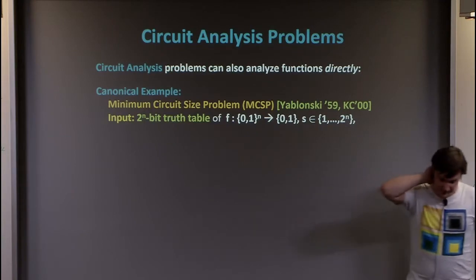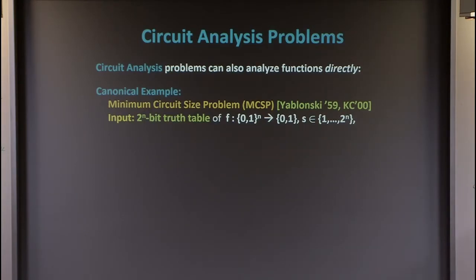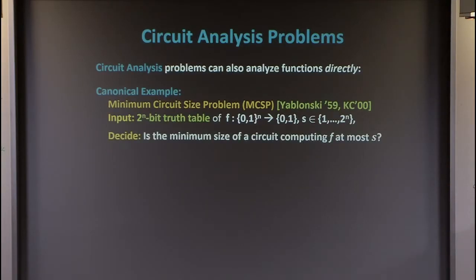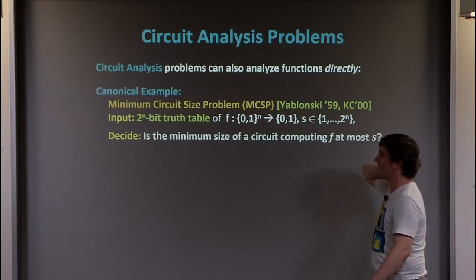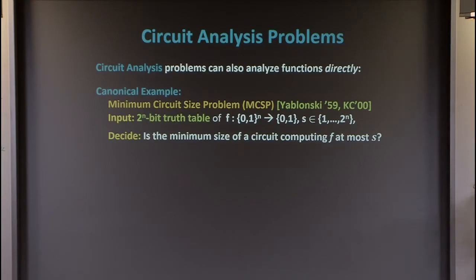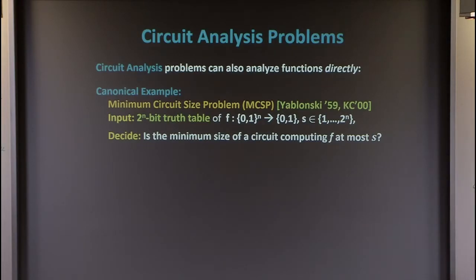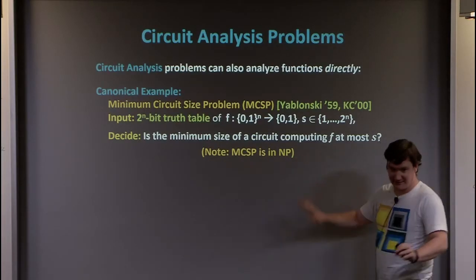So here the input is a 2^n bit truth table of a Boolean function. So I'll give you the value of the function on all possible inputs, and I give you some parameter s. And what I want to know is whether the minimum size of a circuit computing this function is at most s. Okay, so I give you the function, and now I want to know something about its circuit complexity. Is the minimum size at most s? Okay, so this is a decision version of it. You could imagine taking the truth table and just trying to compute its circuit complexity. Okay, so it's important to note that this problem actually is in NP.